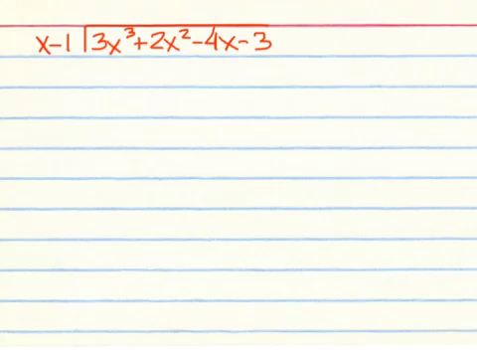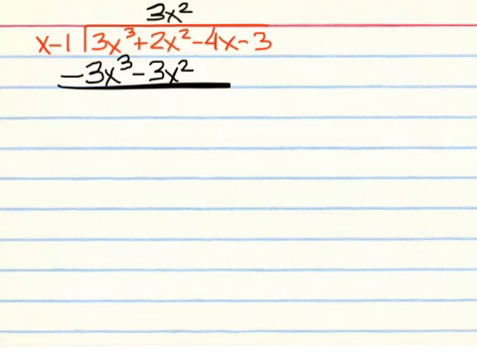Another example. 3x cubed plus 2x squared minus 4x minus 3 divided by x minus 1. Step 1 is to figure out what you must multiply this x by to get 3x to the third. And that would be 3x squared. 3x squared goes here, and now multiply the 3x squared by each of these items in x minus 1. When you do that, it's 3x to the third minus 3x squared.